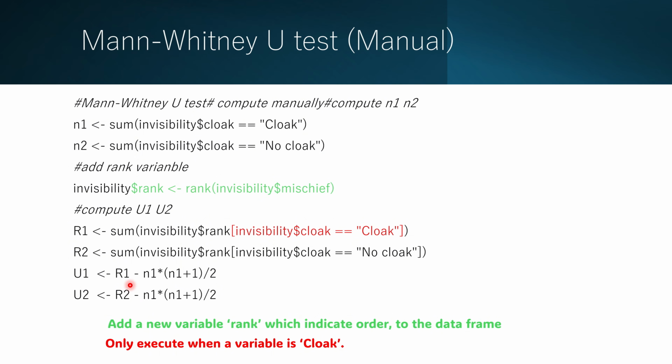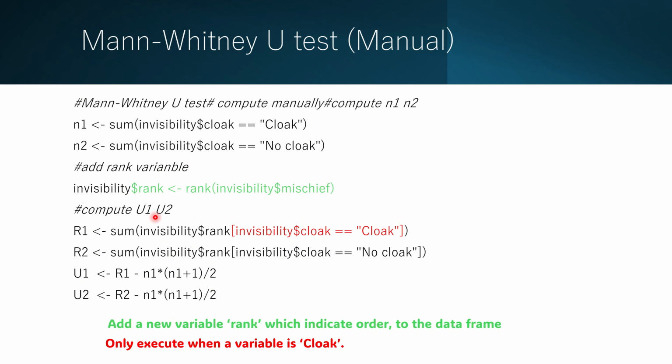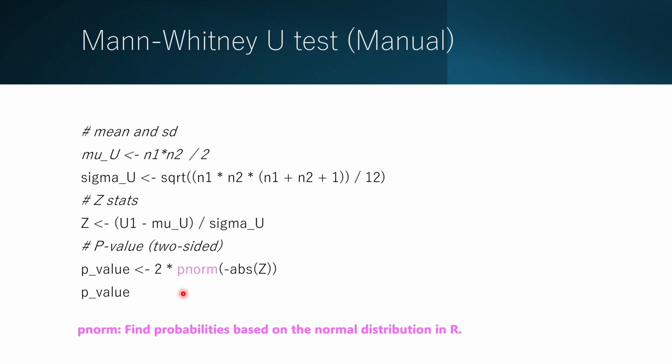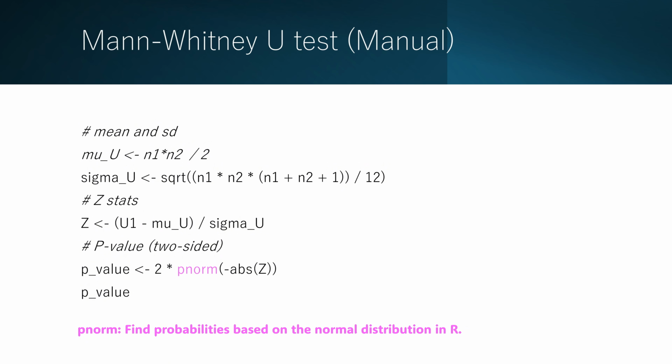And U2 equals R1 minus N1 multiplied by and so on. We apply the formula from the previous slide to get U1. This is the same as U2. We calculate this one here. And finally, we calculate sigma U here. This is the same as this one. We want to get this sigma, so we calculate these, and here, and finally we get here.